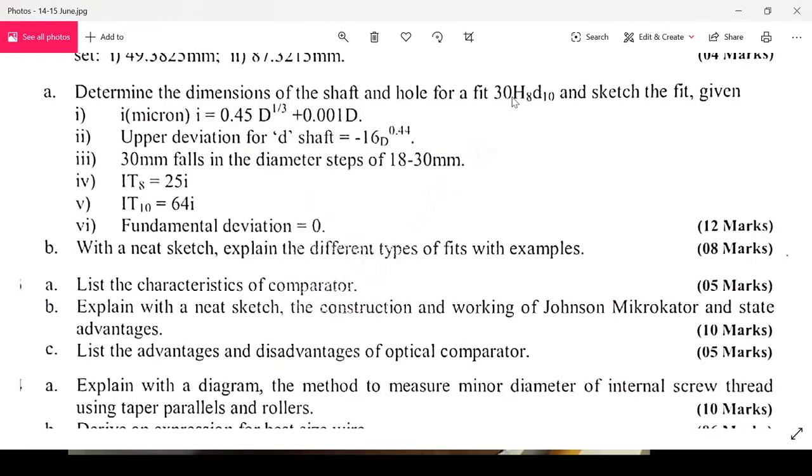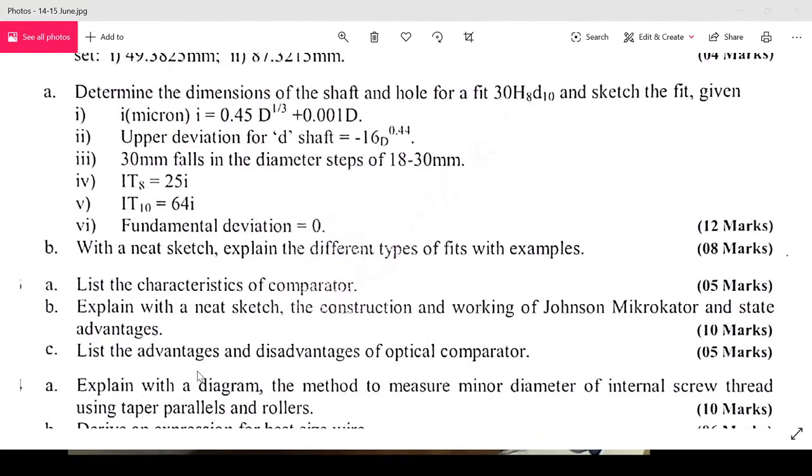H hole has fundamental deviation 0 and D shaft fundamental deviation is given as minus 16 D to the power 0.44. So this sixth information, point number 6, is a confusion creator for you people. Sketch the fit. I have drawn the sketch. I can draw it once more for you. Let us draw the final sketch.